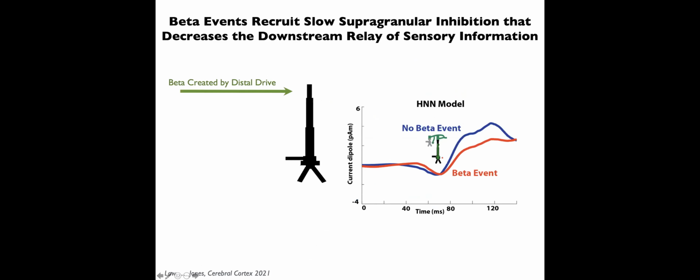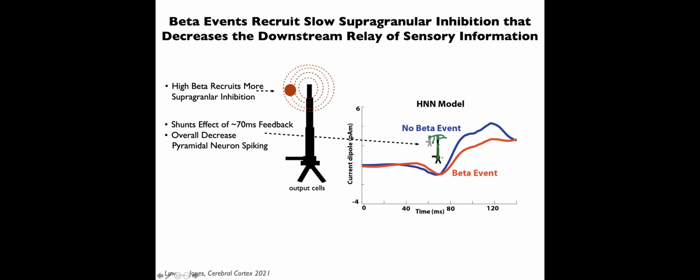Remember, beta is created by this strong distal drive. This distal drive is not only hitting the distal pyramidal neuron dendrites, but it's also recruiting a lot of inhibition in the supragranular layers. If you have a lot of inhibition in the pre-stimulus period before you tap the finger, then when you tap the finger and this sequence of feedforward and feedback information flow comes in, it gets shunted. And so this feedback input can't get through.